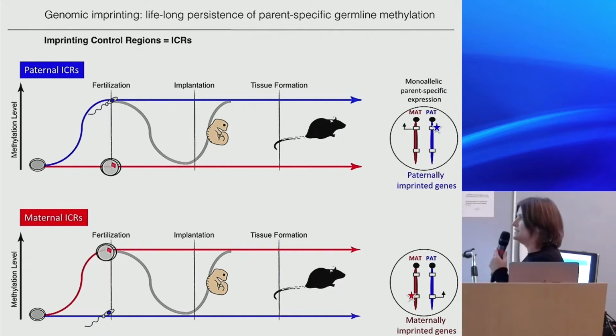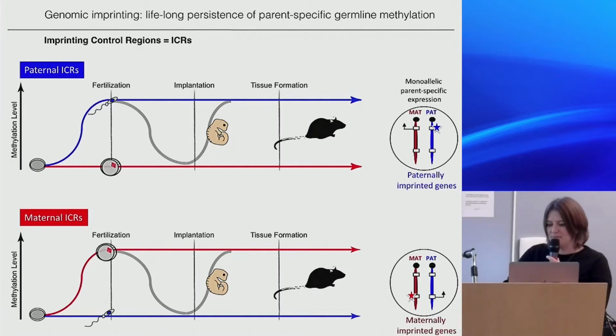And then on the other side, there are the maternal ICRs, which acquire DNA methylation in the oocyte but not in sperm, maintain maternal-specific methylation, and this leads to the monoallelic expression of another set of genes referred to as maternally imprinted. So why are they exceptional?